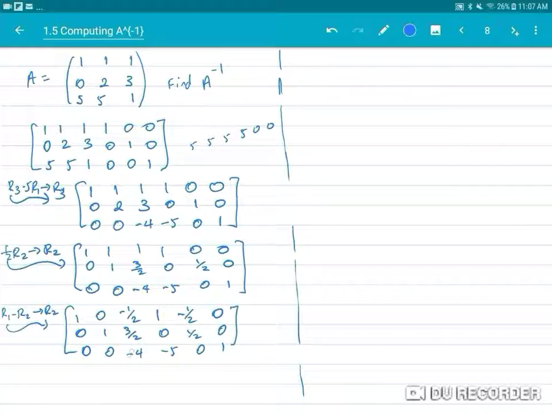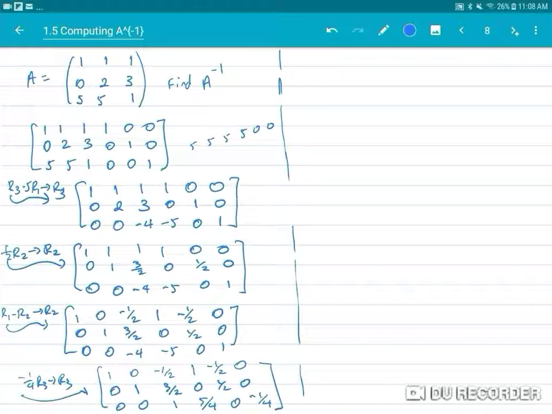Next, I'm going to make this a 1 by dividing the whole row by minus 4. So minus 1/4 of row 3 sits in row 3. That gives me 1, 0, minus 1/2, 1, minus 1/2, 0, then 0, 1, 3 halves, 0, 1/2, 0, then 0, 0, 1, 5 over 4, 0, minus 1 over 4.